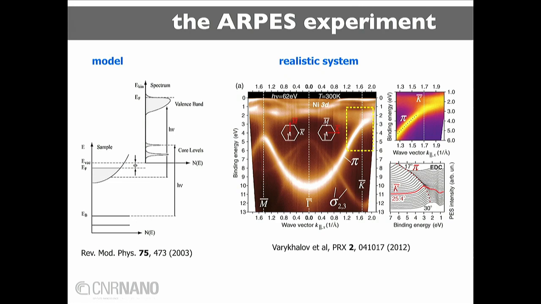And here instead, if this is a cartoon, this is a realistic data set, obtained, I think, here in Trieste, at the synchrotron. This is a very nice ARPES picture for a system. Here is graphene adsorbed on nickel, and here you see some bands connected to graphene, but graphene on nickel is interacting.